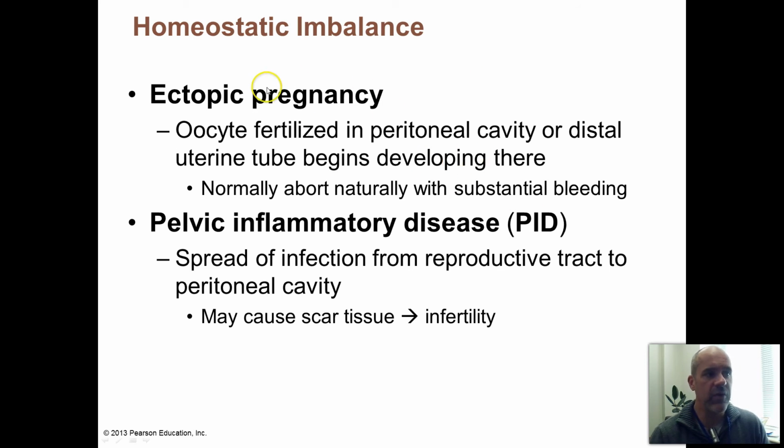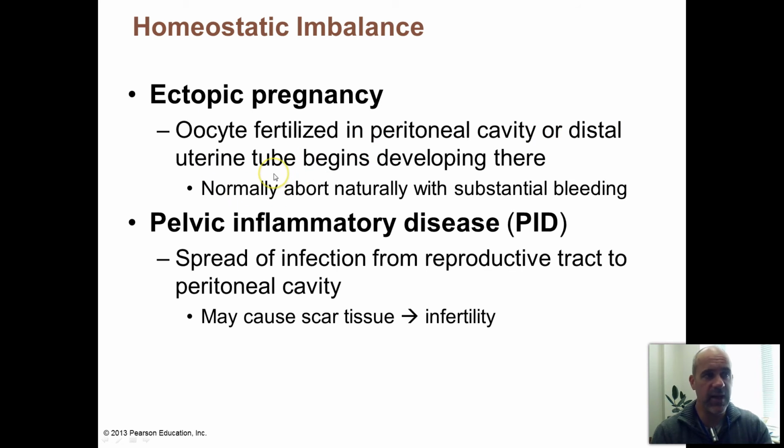Okay, some homeostatic imbalances of these ducts. An ectopic pregnancy, you've probably heard of that before. An ectopic pregnancy is where sometimes when an oocyte gets fertilized by a sperm, as I mentioned, sometimes that might happen in the peritoneal cavity, and then the pregnancy might develop attached to a different organ in the abdominopelvic cavity. Or sometimes in a distal portion of the uterine tube.